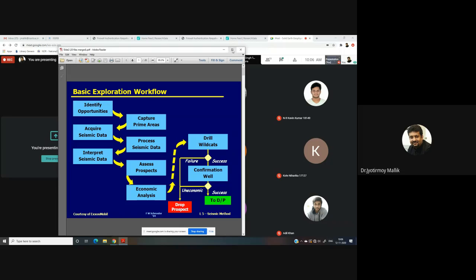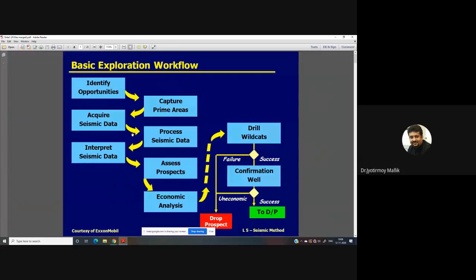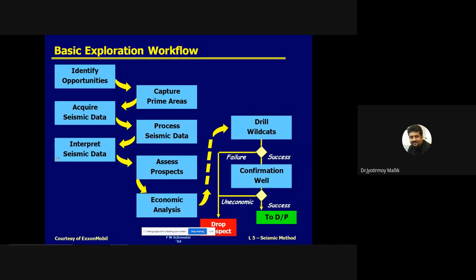Okay. So we will continue our discussion with exploration seismology as we have been doing yesterday. So we said in the whole exploration workflow in the oil and gas industry, the seismic workflow essentially sits here, where you capture access after you capture the primary areas, then you acquire seismic data, and then you process your seismic data and ultimately interpret that seismic data to get out some geological information from it.